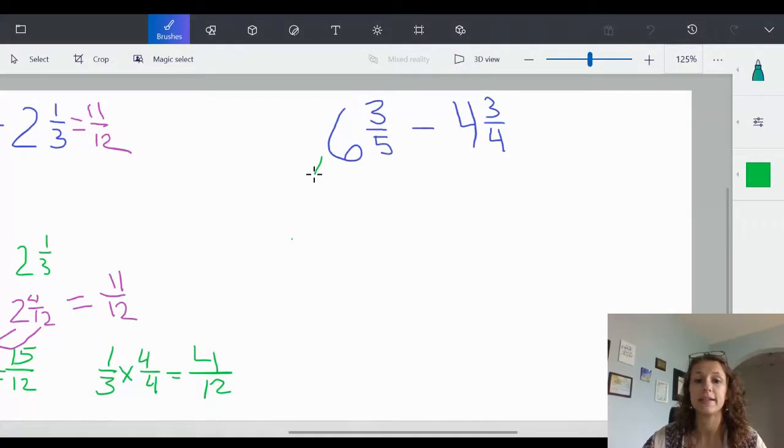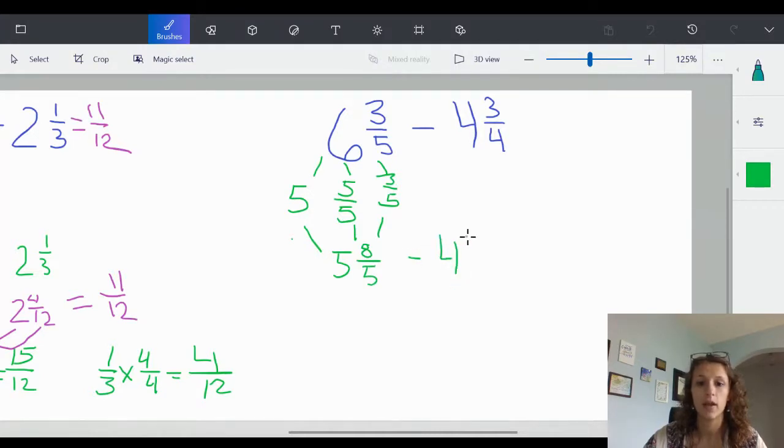So let's go ahead and break down that 6. Let's decompose into 5 5/5. 5/5 is the same as 1. 5 plus 1 is 6. And I still have that 3/5, of course. So I can go ahead and rename 6 3/5 as 5 8/5. So now I have 5 8/5, and I'm taking away 4 3/4.